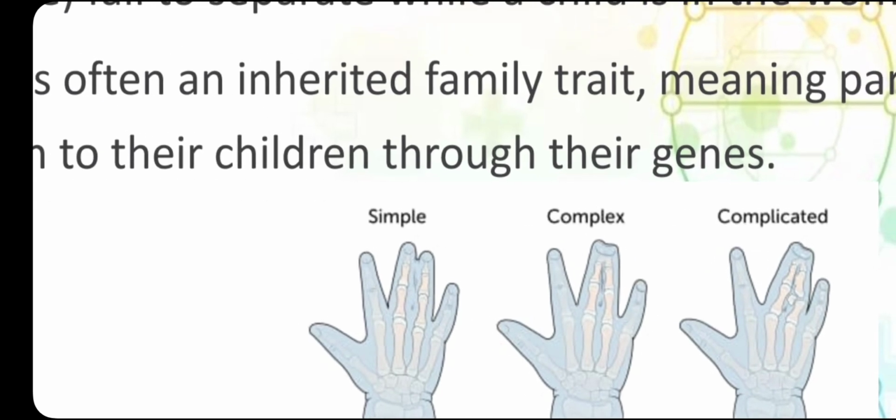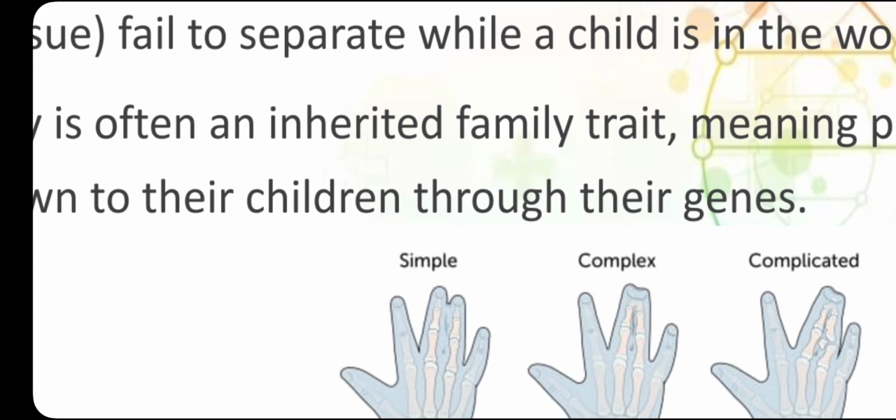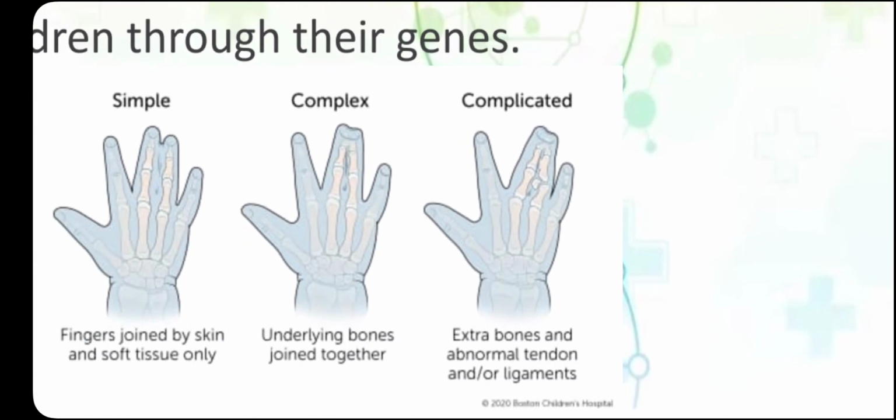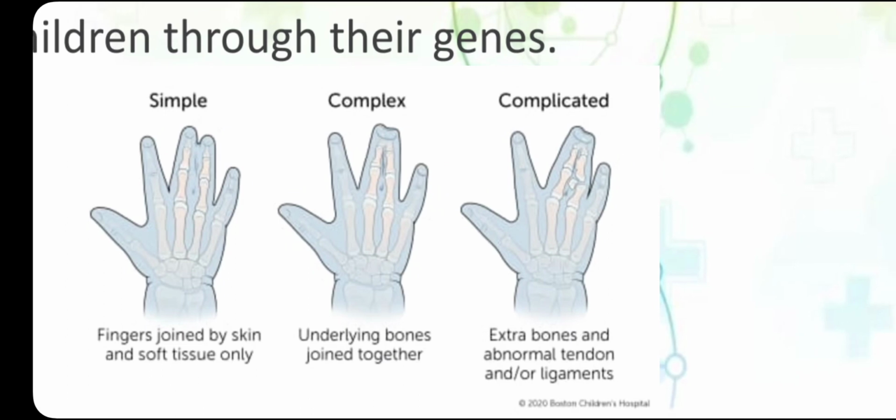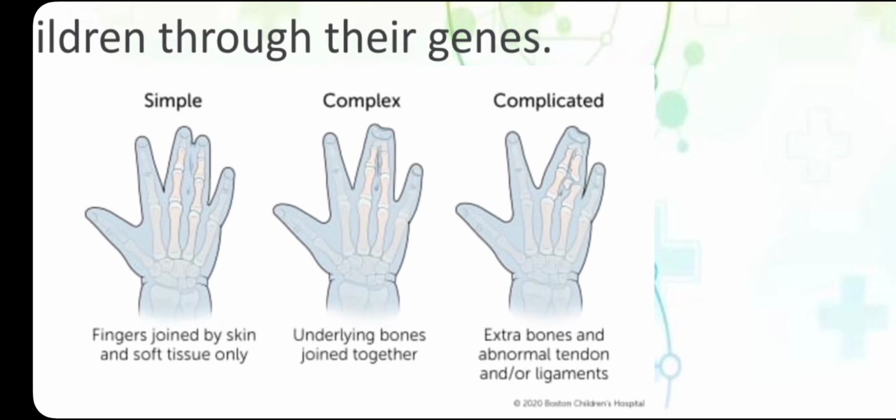So in this you can see simple, here complex and here complicated. So in simple, the fingers are joined by skin and soft tissue only. In complex, underlying bones and joints are joined together. And in complicated, extra bones and abnormal tendons and ligaments are formed.